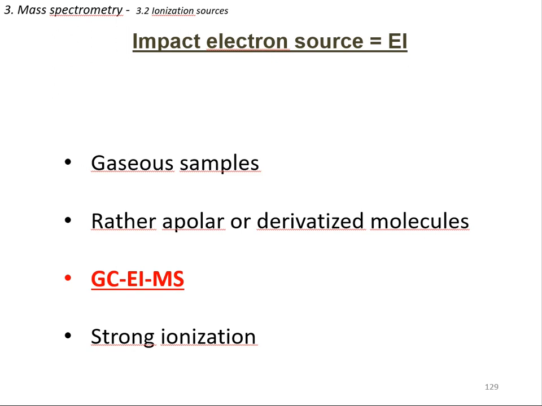Let's see now the electron impact source. It's electron impact, sorry, not impact electron. It's EI. It's designed for gaseous samples, and so for rather non-polar molecules or polar ones, but after derivatization. It's very suitable for GC-MS analysis, and it's what we call a strong ionization.